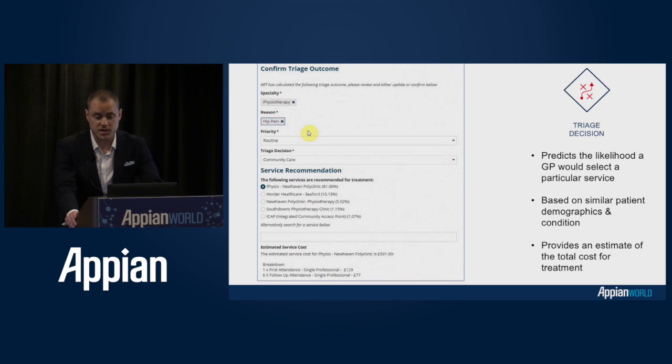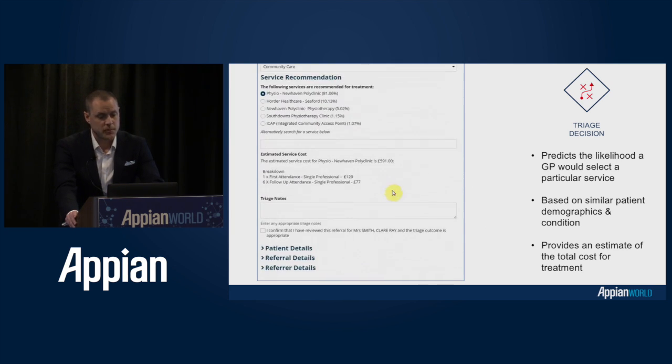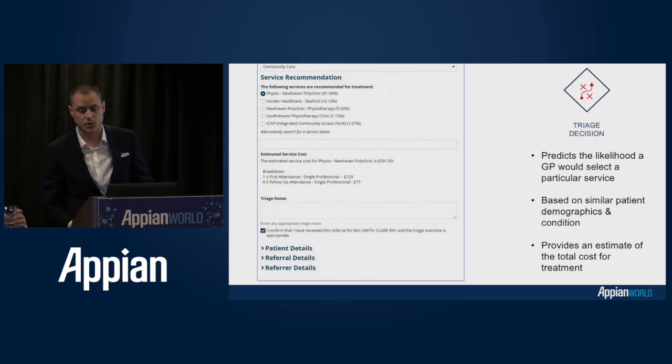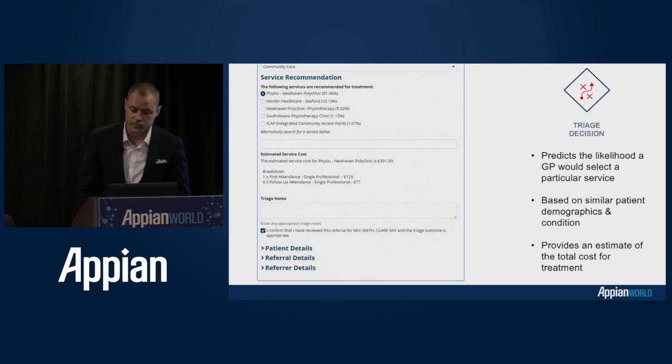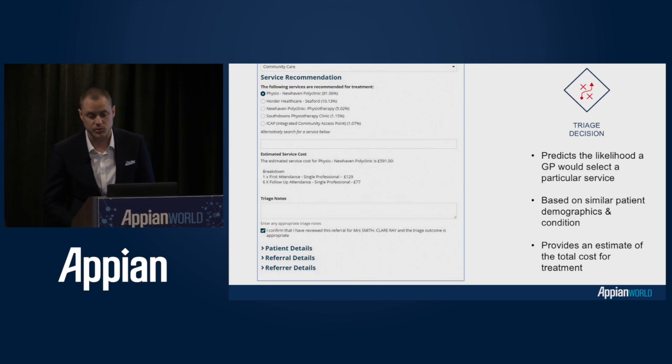Once they finish doing this, they would finally review. They decide that we're going to send this to New Haven Polyclinic. We have an 81% likelihood that this is the correct service. They can go through and add triage notes, which are kept against the case. Once they've done that, they just confirm that it's appropriate, and then they submit this referral. So yeah, this is really powerful. We've got a referral letter, we've made an assessment, and we've also been able to have a recommendation, and we've been able to choose this, and it's based off all of these other referrals that we have in the system.